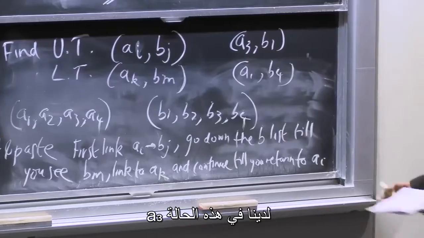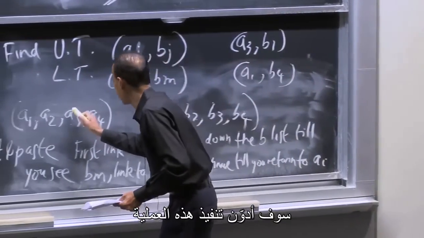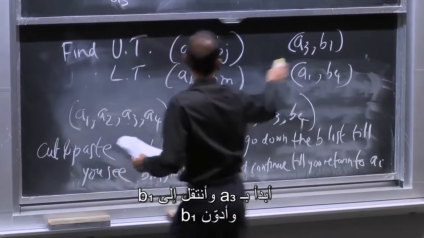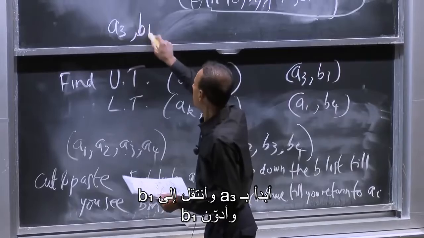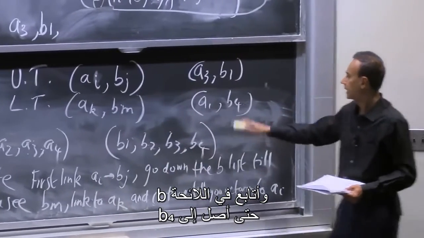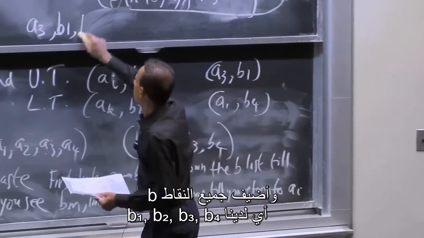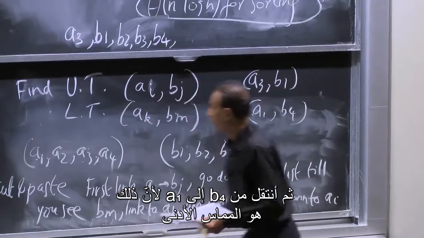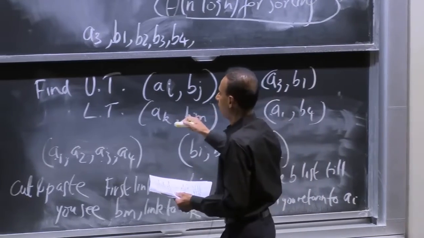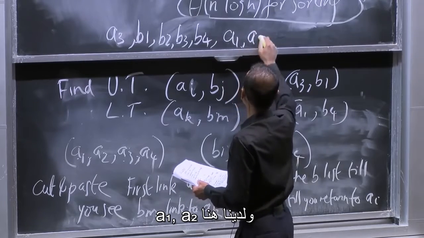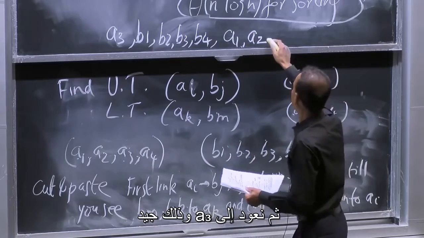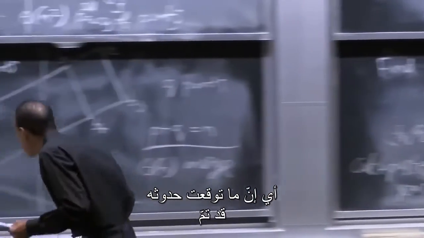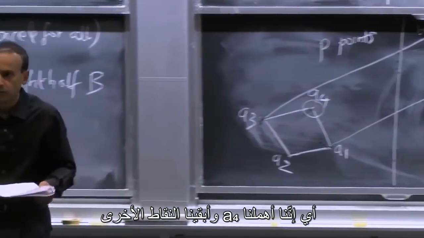So I'm going to write out the execution of what I just wrote here. I have A3, and I jump over to B1, so I write down B1. Then I walk along the B's until I get to B4. In this case, I include all of the B's: B1, B2, B3, B4. Then I jump from B4 to A1, because that's part of my lower tangent. I get A1, A2, and then I'm back to A3, which is great because then I'm done. Exactly what I said happened: we dropped A4, but we kept all the other points.